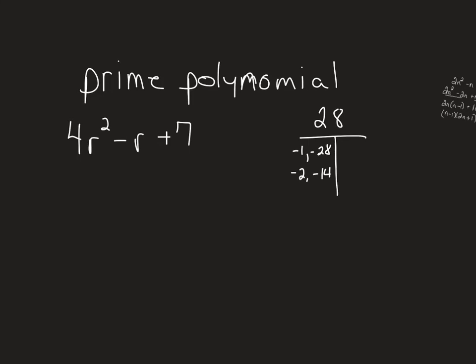3 doesn't go into 28. 4 does, negative 4 and negative 7. That does not give me a negative 1. 5 doesn't go into 28, neither does 6. And if I put 7 in, we kind of flip and go backwards. So this is prime. There are no factors of 28 that when I add them together would give me a negative 1.